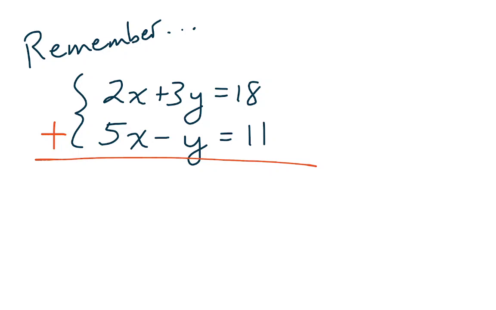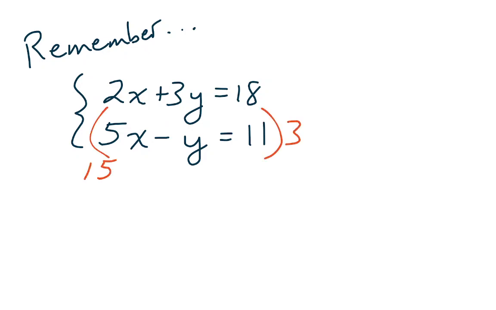Now, that's only going to work if you have opposites. Right now, the x's, 2x and 5x, are not opposites, and 3y and negative y are not opposites. But they would be if this was a negative 3y. We can't just put in a 3 there, but we can multiply the whole equation by 3. When you do, you get a negative 3y. You also get 15x and 33, but the whole point is that we get opposites.